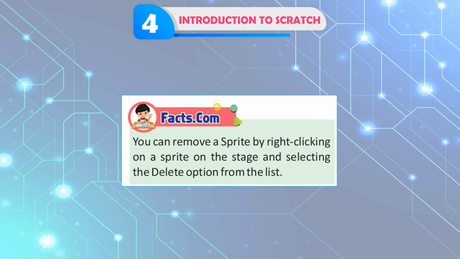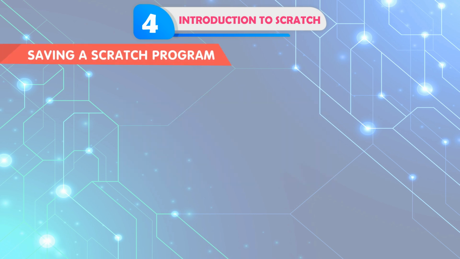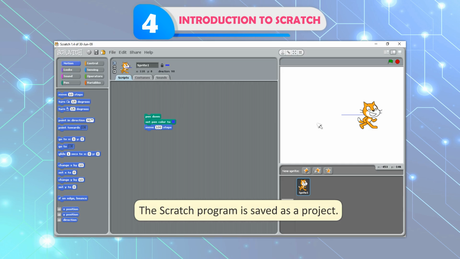Fun facts. You can remove a sprite by right-clicking on a sprite on the stage and selecting the delete option from the list. Saving a Scratch program. The Scratch program is saved as a project. To save the project, follow these steps.